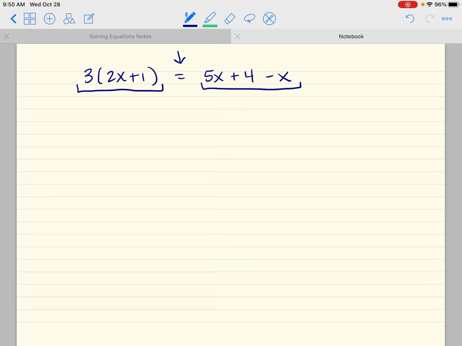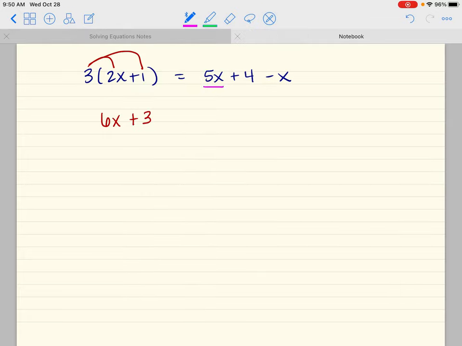And again, that means two things. That means to distribute if we can distribute, and it means to combine like terms if we can combine like terms. So for example, on the left here, we can distribute. When we distribute, we're just multiplying. So 3 times 2x is going to make that a 6x, and 3 times the 1 is going to make that a 3. And then on the other side, we can combine like terms.